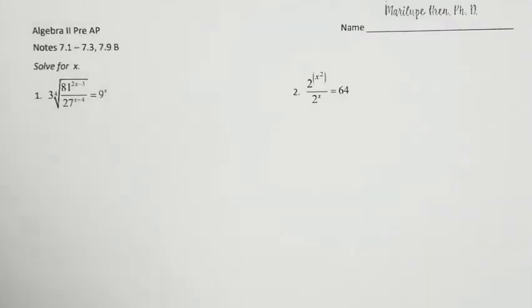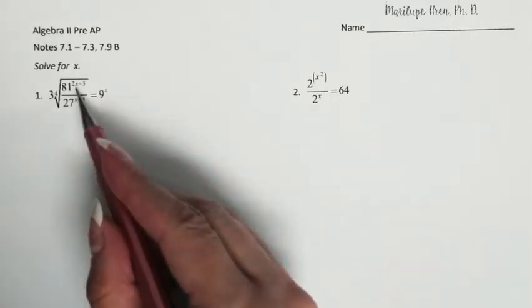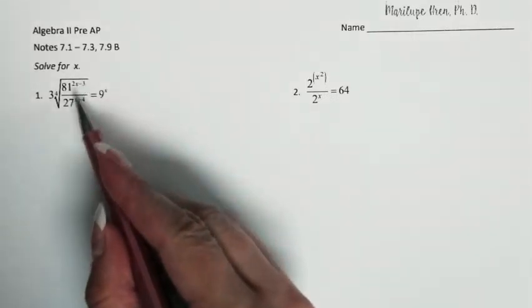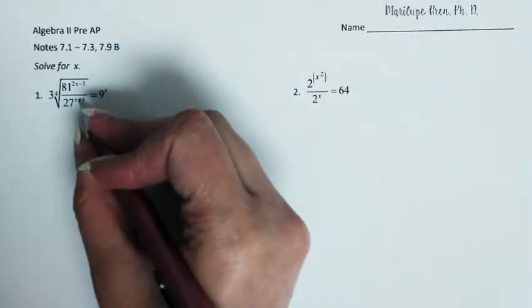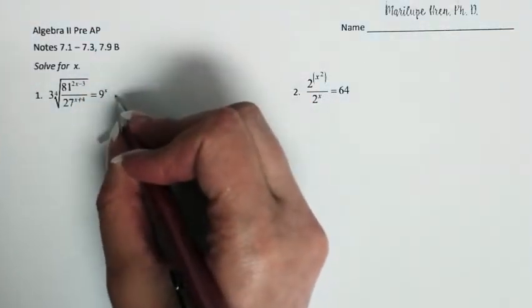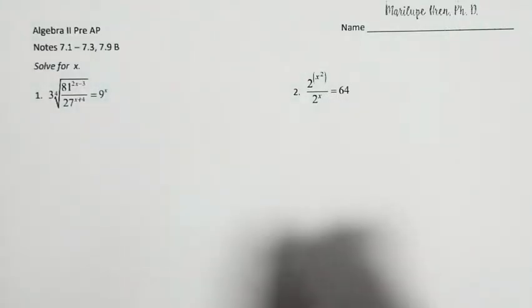Hey guys, today we're going to learn more about solving exponential equations. Okay, so we need to solve for x, and we have the fourth root of 81 to the power of 2x minus 3, divided by 27 to the power of x plus 4, equals 9 to the power of x. Okay, so what are you going to do here?